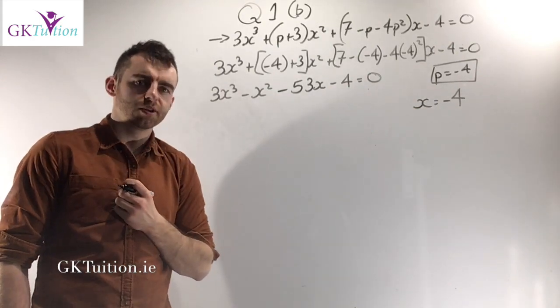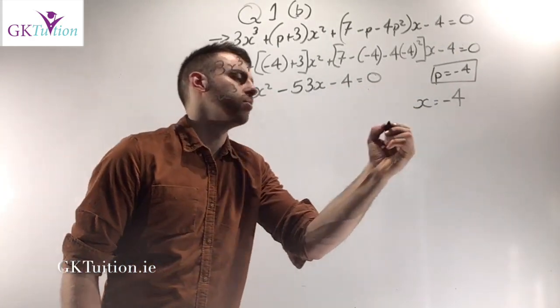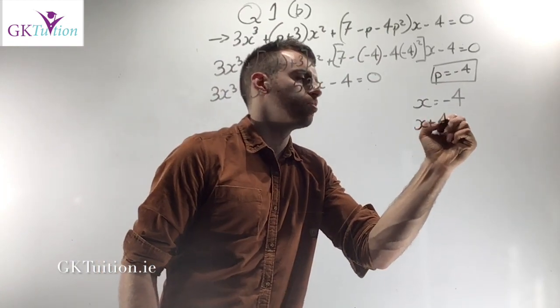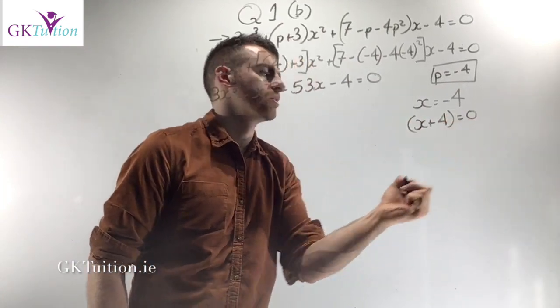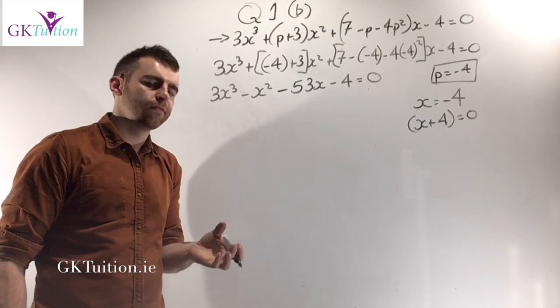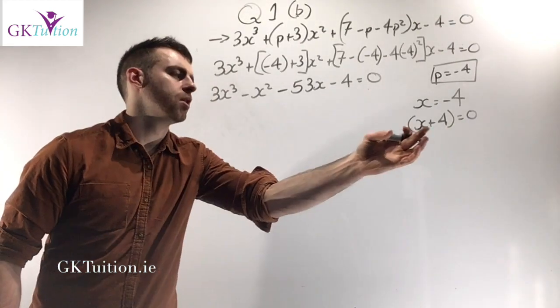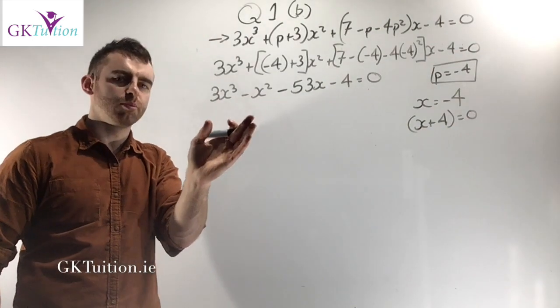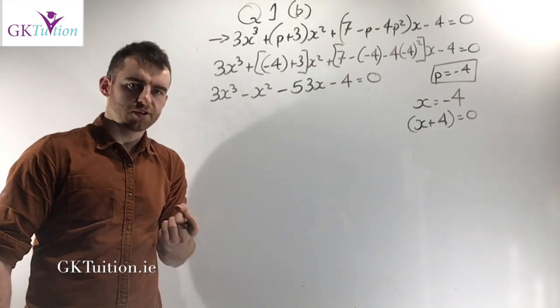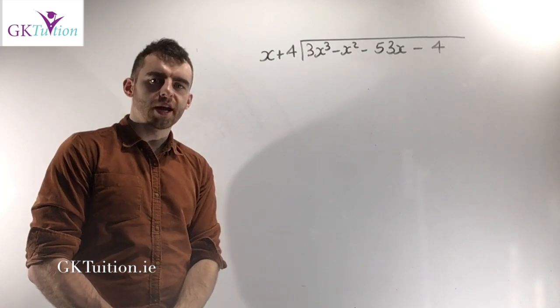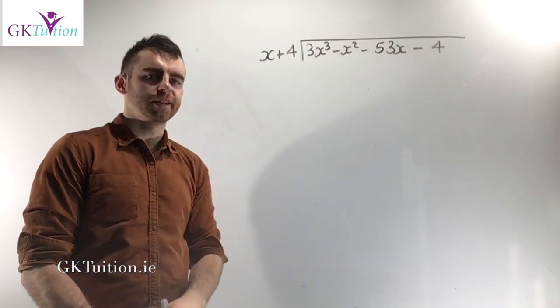If x equals minus 4 is a root, you add 4 to both sides, and you end up with x plus 4 equals 0 as your factor. If you know one of the factors of a cubic, you can use long division to find the other factors. So we just divide x plus 4 into this cubic, and that will tell us what the other factors are. So in order to carry out the long division, you should set it up like this.